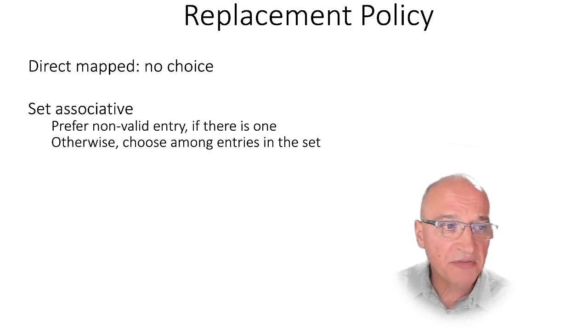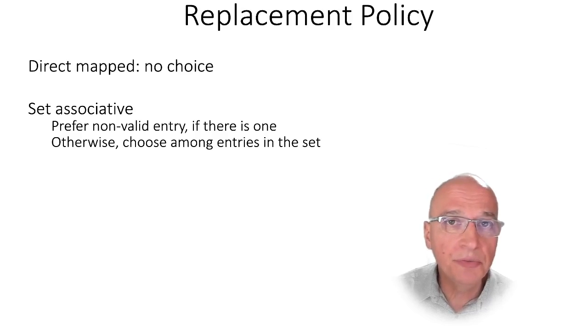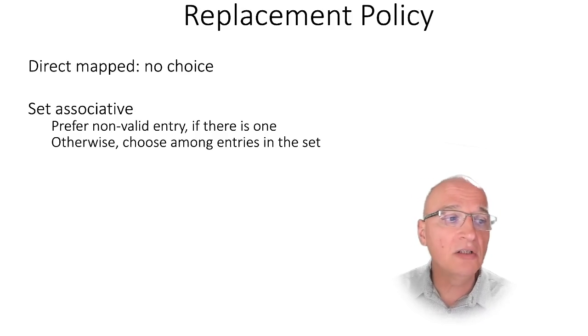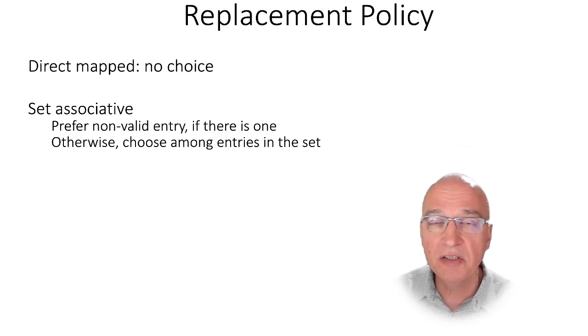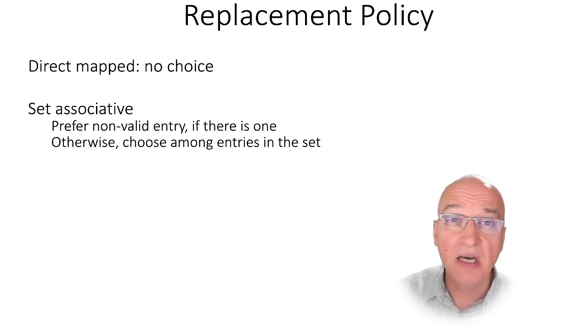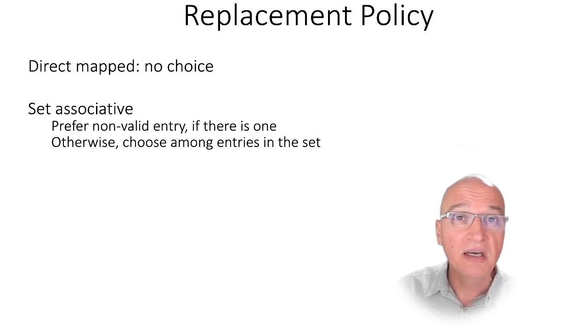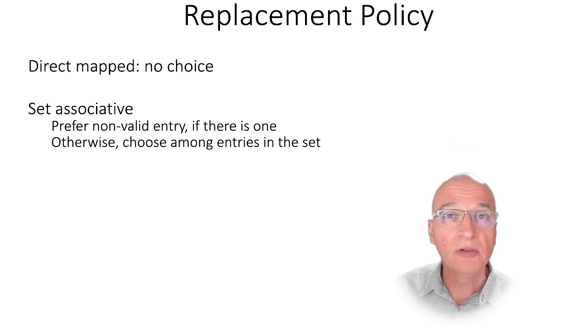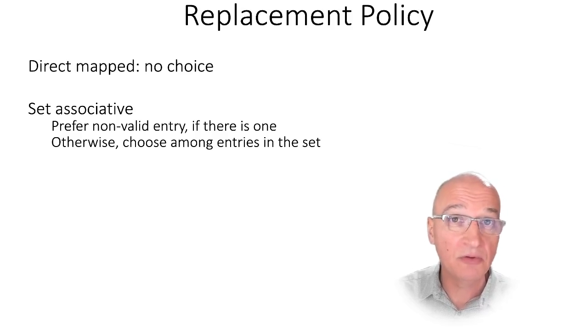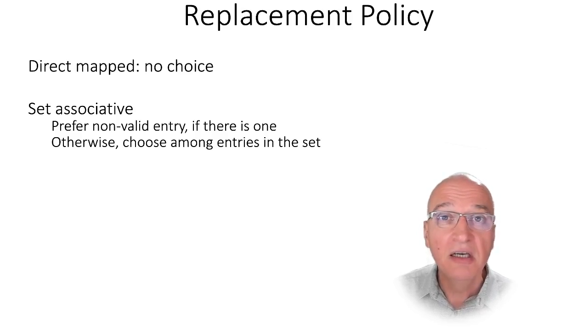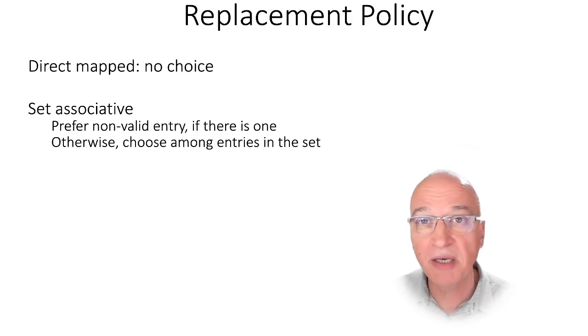With set associativity, you will prefer to replace a non-valid entry if there is one. So you're going to look through the entire set. We'll look in all the ways in the set. If any of the ways contains a valid bit that is equal to 0, meaning that way doesn't contain valid data, you're going to place the new block into that way. Otherwise, you're going to have to choose one of the ways in the set to replace.